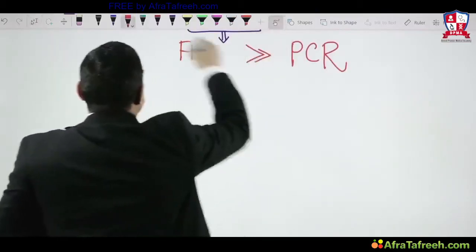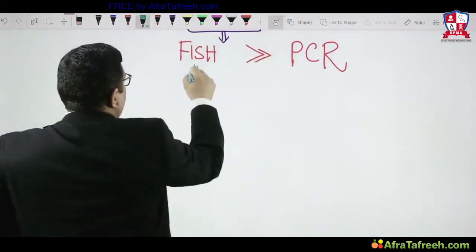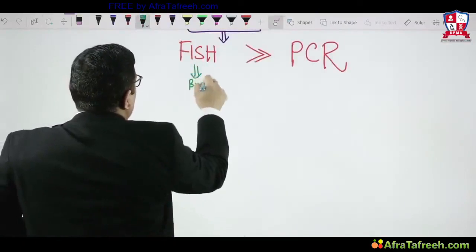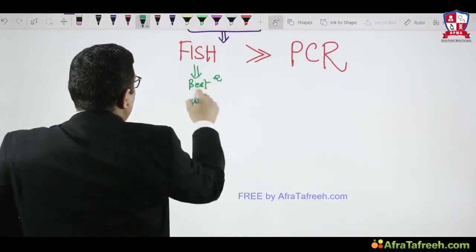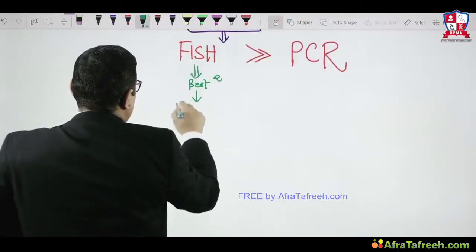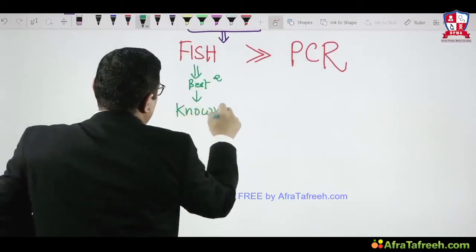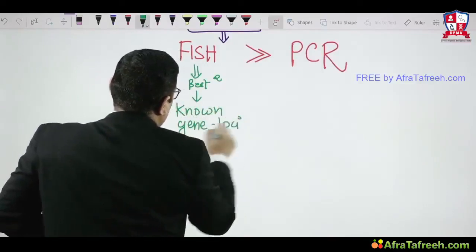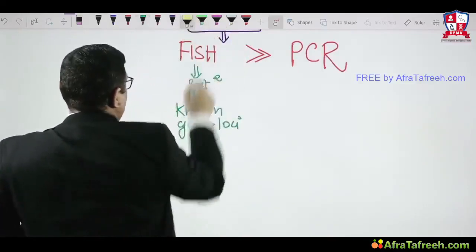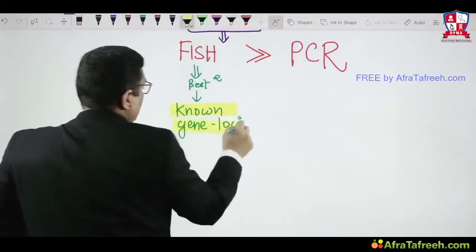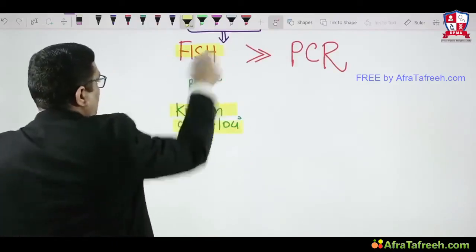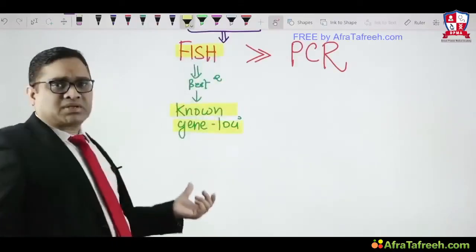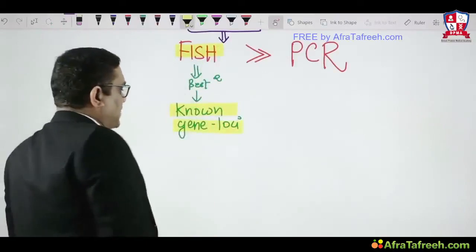Now we will see some important points about FISH versus PCR. What is the utilization of FISH? FISH is the best method for detection of known gene loci. This was an AIIMS question in 2013: known gene loci is best detected by FISH.